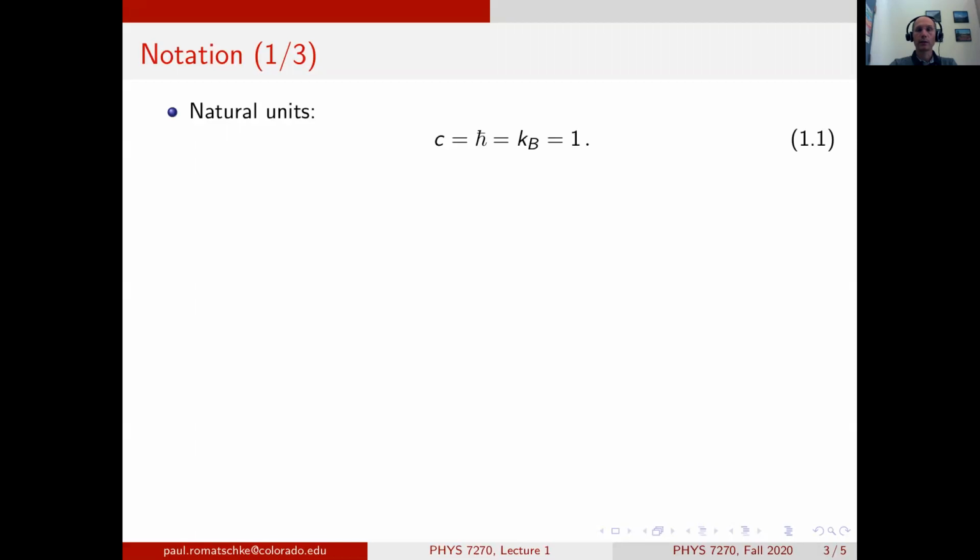Throughout the course, I will be using natural units, in which I set the speed of light c equal to Planck's quantum h bar equal to Boltzmann constant k_B equal to 1. This means that the only unit left is energy, and all the usual units such as time, length, or temperature are expressed in units of energy.